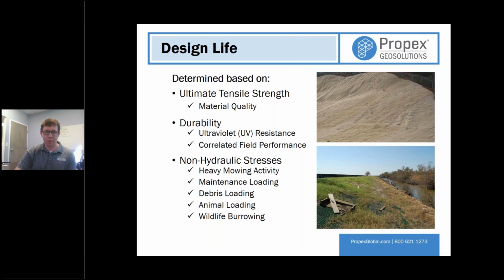But that comes to fruition with looking at actual field performance. Put a product out there for 10 years and see how it works. That'll tell you a whole lot about a material if you can look at it in 10 years and see what's been going on. And then what strength do you need? If you put this out there and nothing ever touches it, I'm sure it'd be fine. But if you have any mowing activity, if you have any maintenance loading, or debris loading, these things can potentially tear the material. And so you need enough strength to withstand that stress.